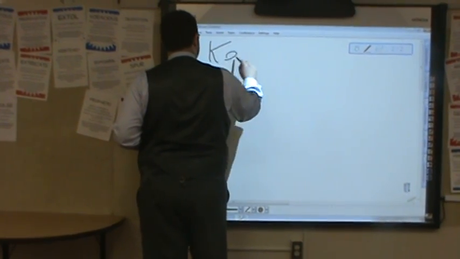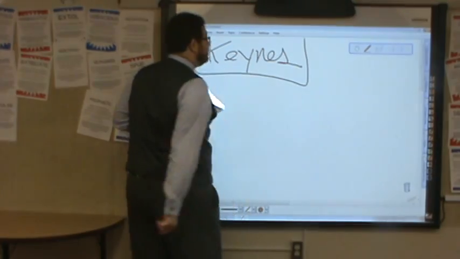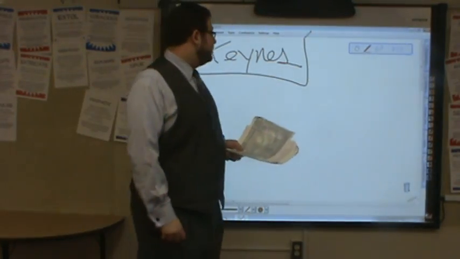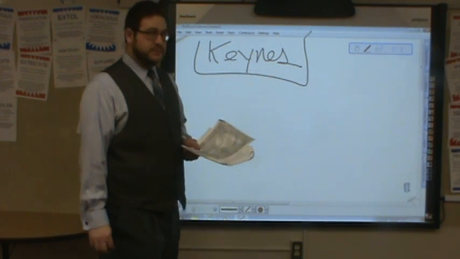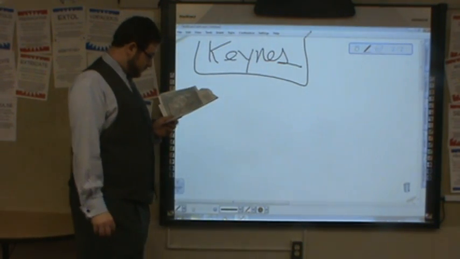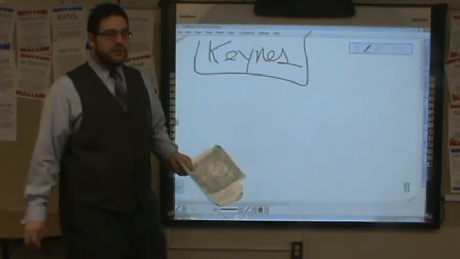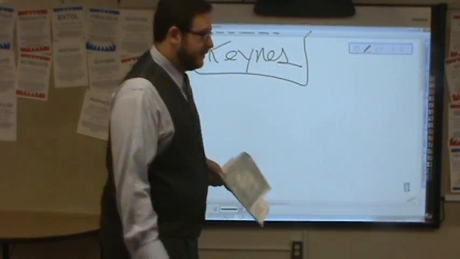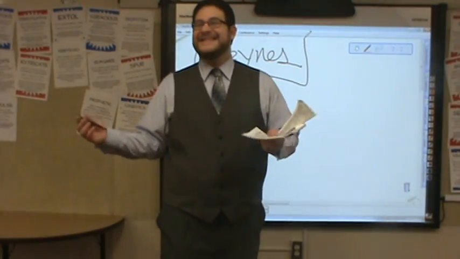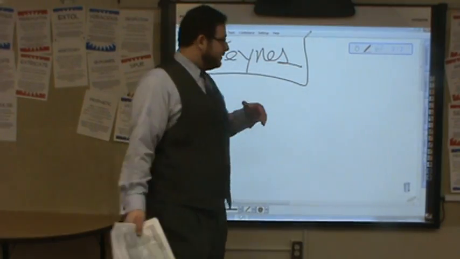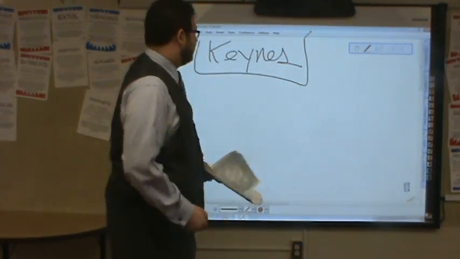John Keynes is one of the two most important 20th century economists. And he and his prime competitor, although they were not contemporaries, fundamentally disagreed on the nature of modern economics.